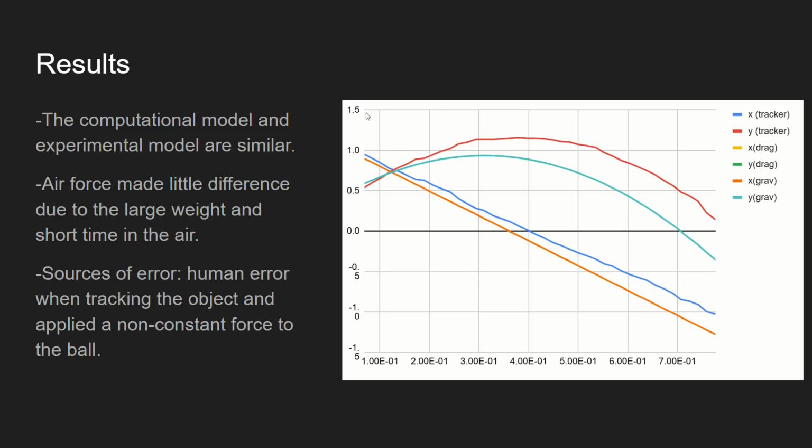As you can see here, my graphs with drag and with only gravity are almost exactly the same, but the data points I put in are slightly different, by a small margin. So air resistance here did not play a huge factor in my data. All right, thank you.